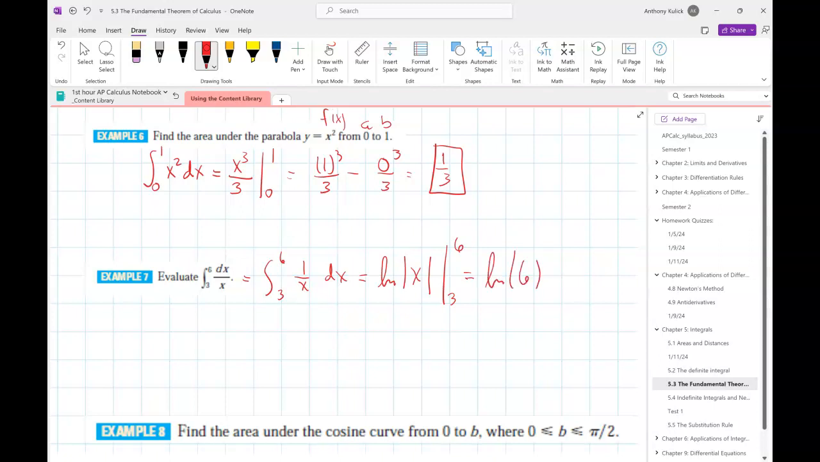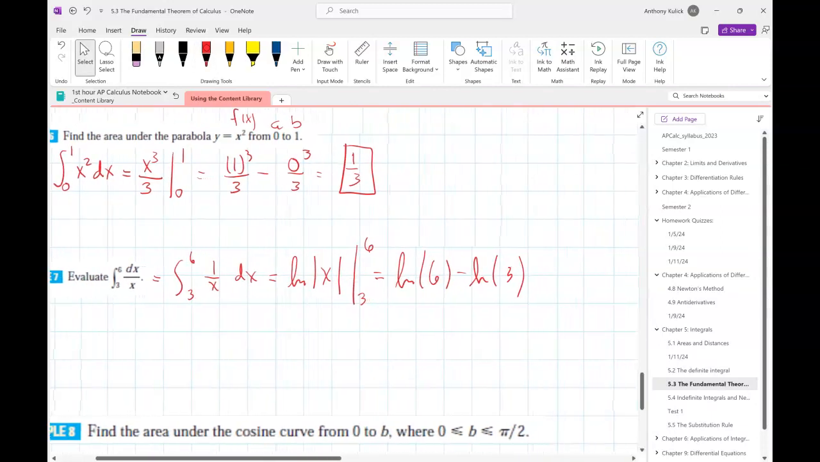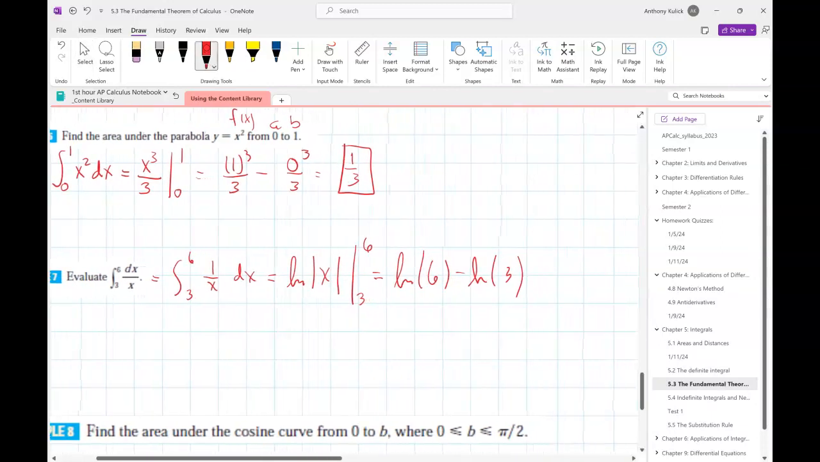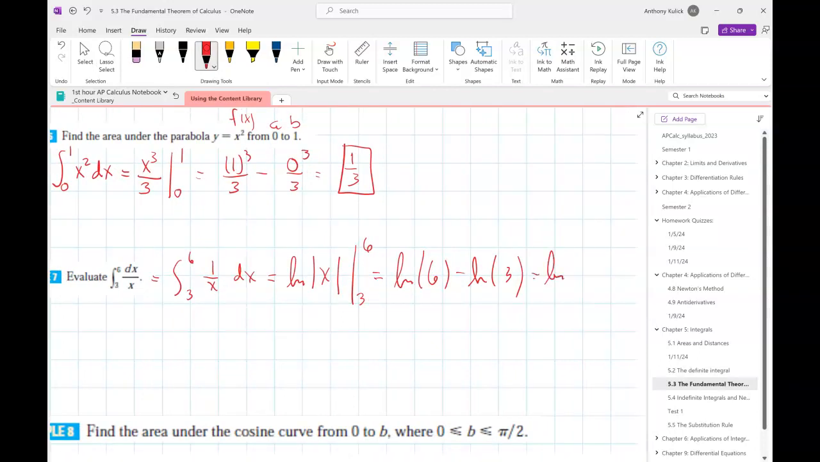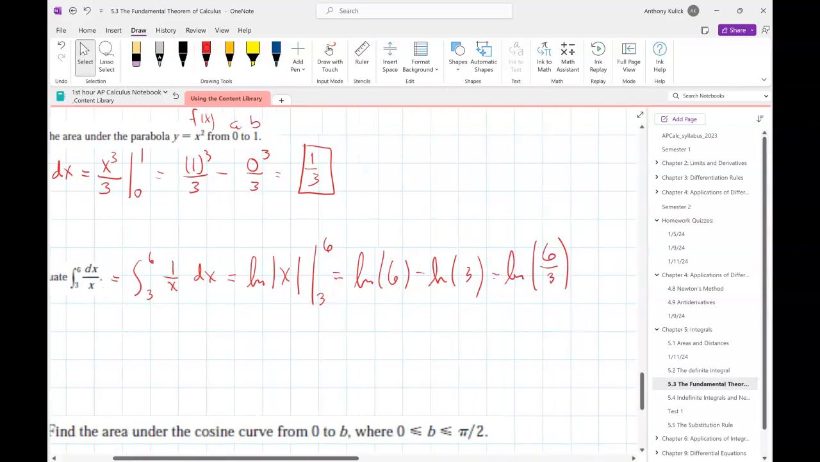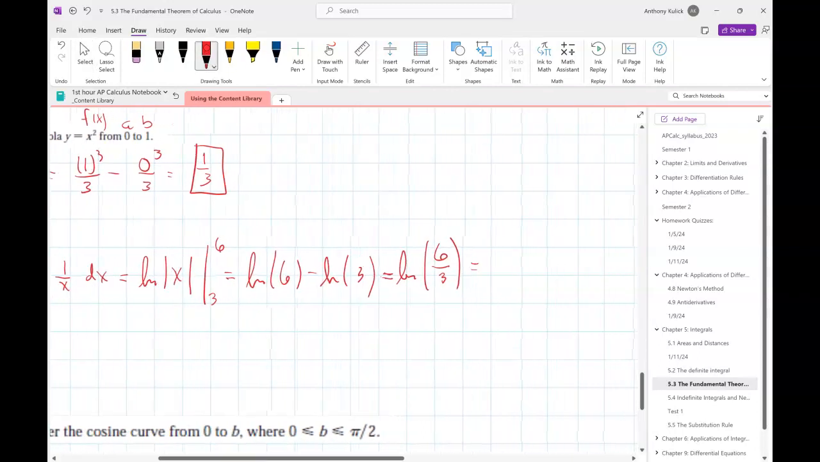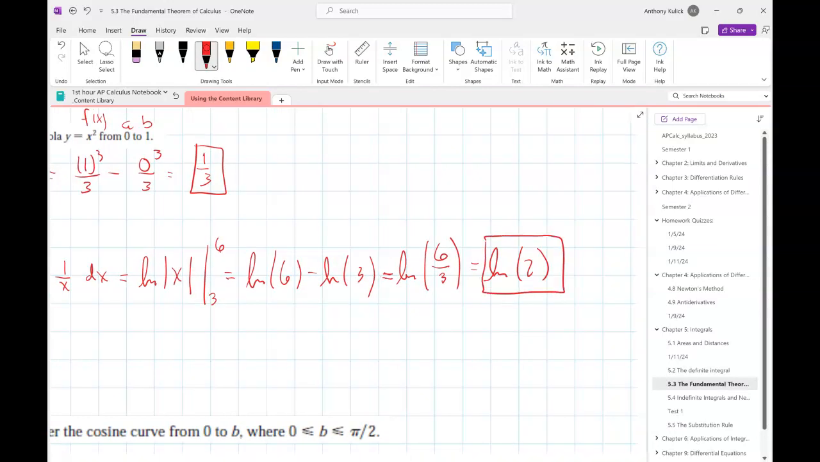Now I'm plugging in 6 and 3. I'm dropping the absolute value because the absolute value of 6 is 6 and the absolute value of 3 is 3. So this is the natural log of 6 minus the natural log of 3. And if I wanted to feel fancy, I can use my quotient rule for logarithms to rewrite that subtraction problem as a division problem. And 6 over 3 reduces to 2. And probably that would be the answer listed in the back of the book or in a non-calculator multiple choice question.